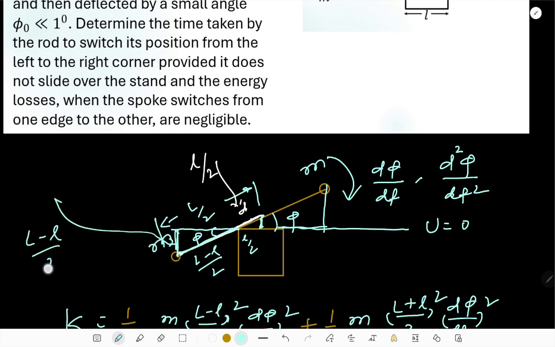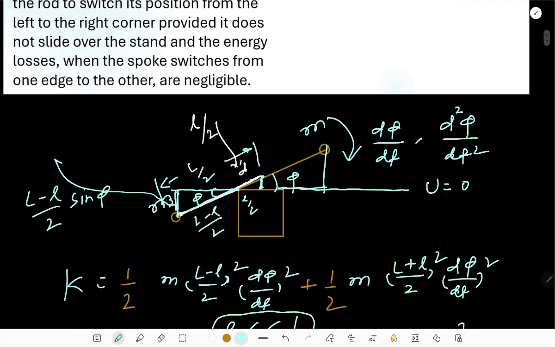(L minus l by 2) sine phi, and phi is much smaller than 1 degree. So instead of sine phi, we can simply write phi. That means sine phi can be replaced by phi. Okay, so we got what? (L minus l by 2) phi, and for this it will become (L plus l by 2) phi.